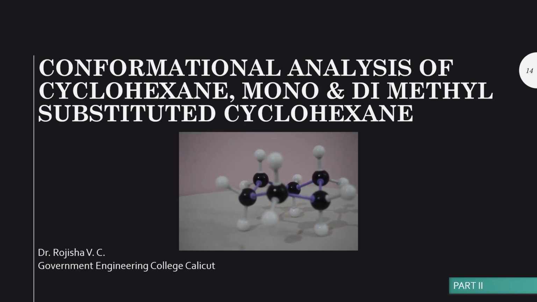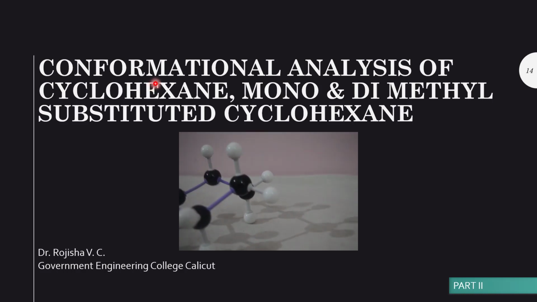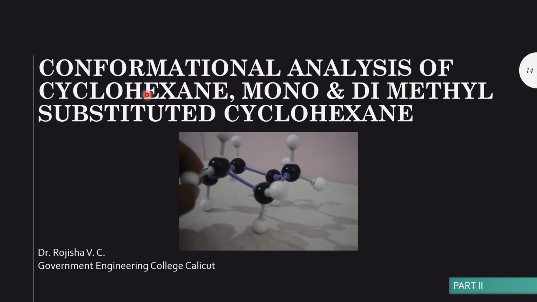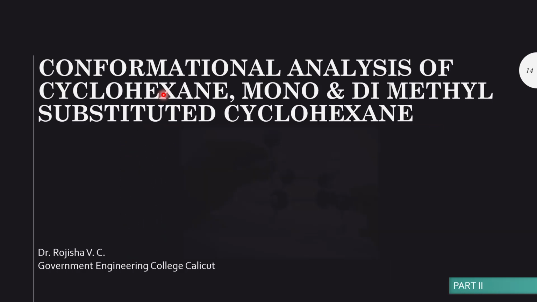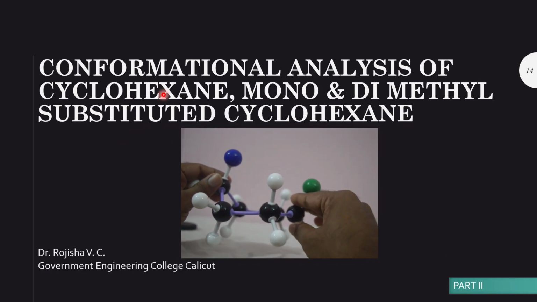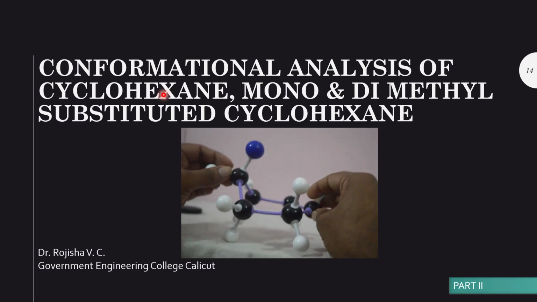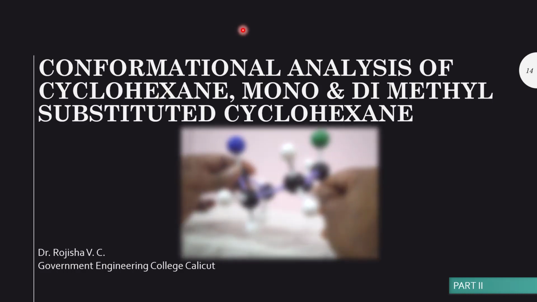Hello, welcome all. This is our last part of this module, conformational analysis. We are continuing with cyclohexane. Last class we talked about the conformational analysis of ethane and butane. So this is a cyclic compound, a more complicated one. This is a cyclic structure, that is cyclohexane. Let us see how the conformations look.